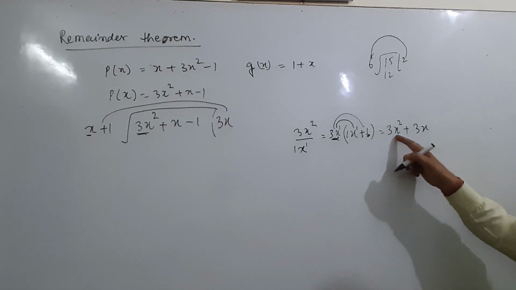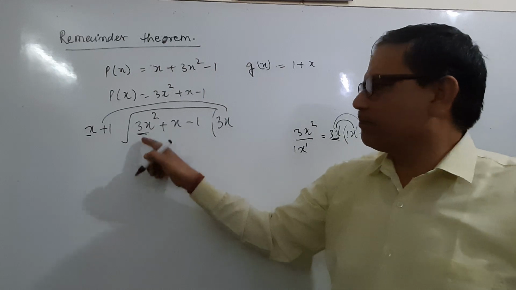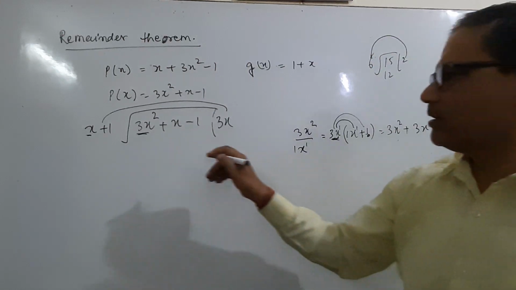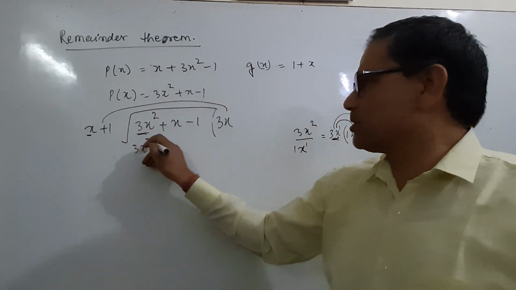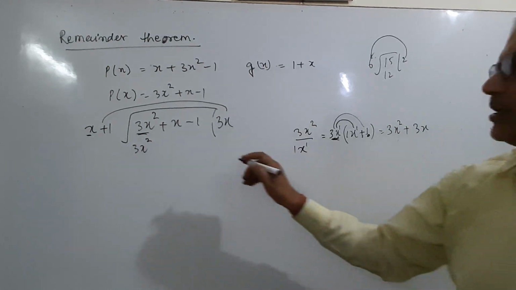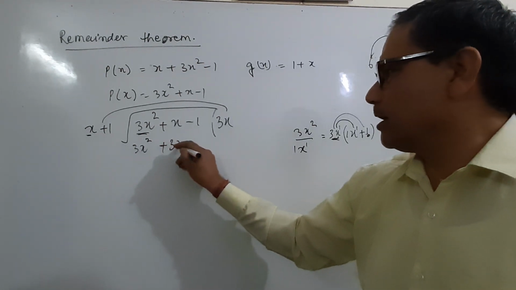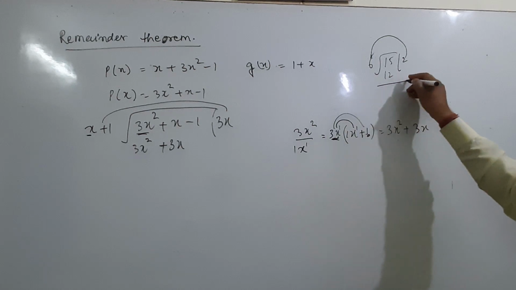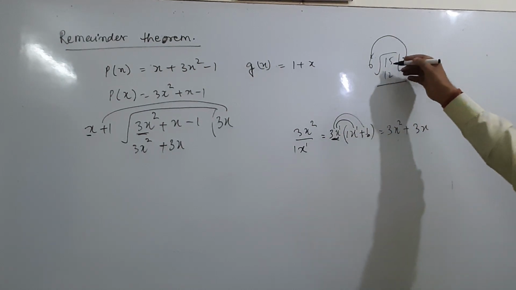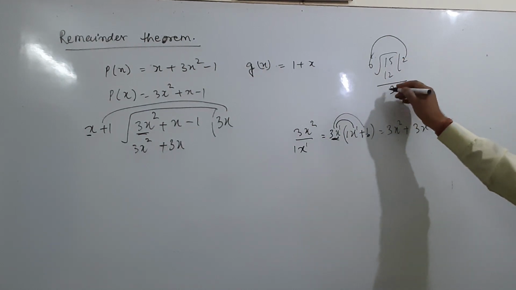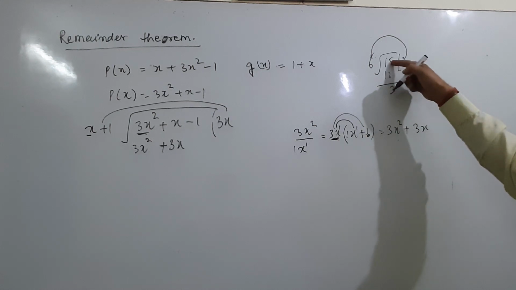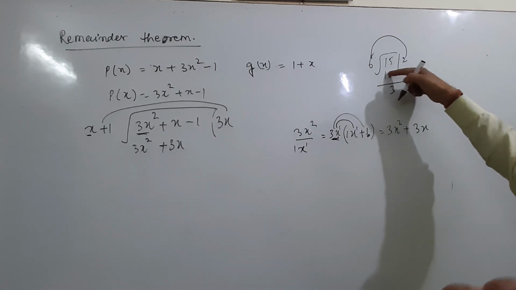We have to keep the power of a variable under the same power of a variable. 3x square will be under 3x square. Here is power 1, here is 3x. And now check here. What do we do? We subtract 3x square from 3x square, and we subtract 3x from x.